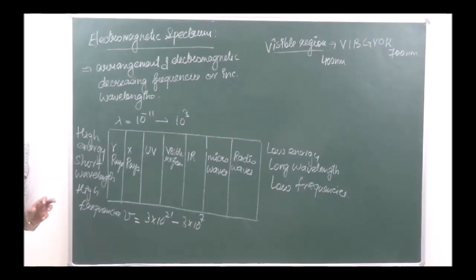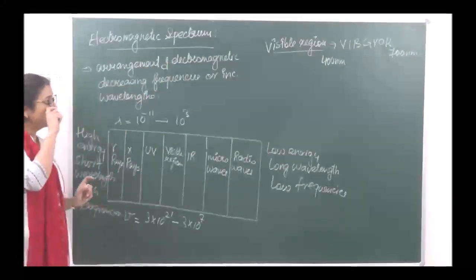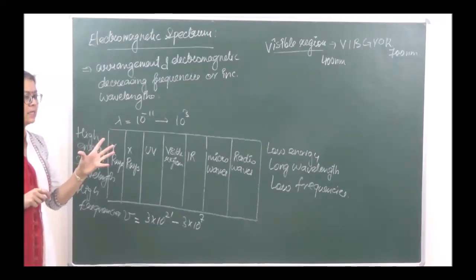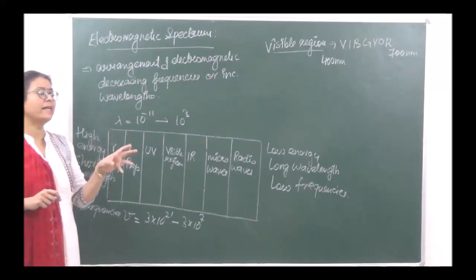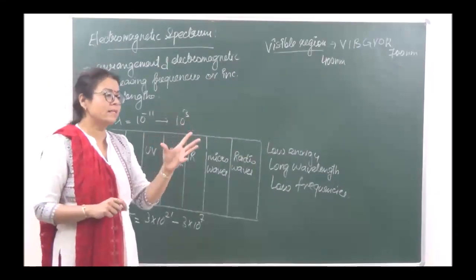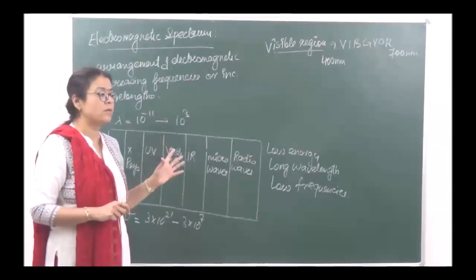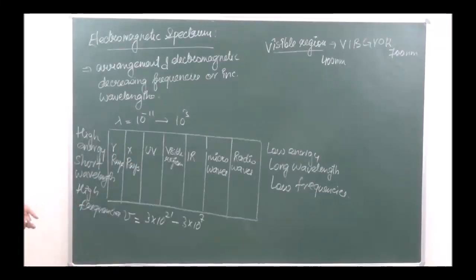Basically, what do we understand by the term spectrum? We are using one word over here, which is spectrum. So what is spectrum? Spectrum is the dispersion of light. Dispersion of light means that whenever light goes from a rarer medium to a denser medium, it is going to split. So that is what a spectrum is. In the next section, we are going to study in a little more detail what spectrum means.